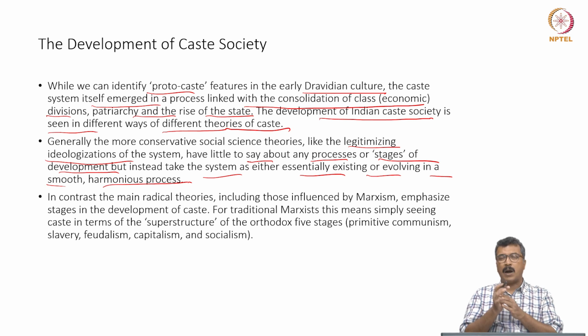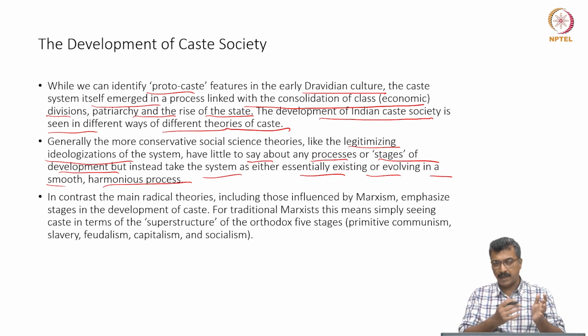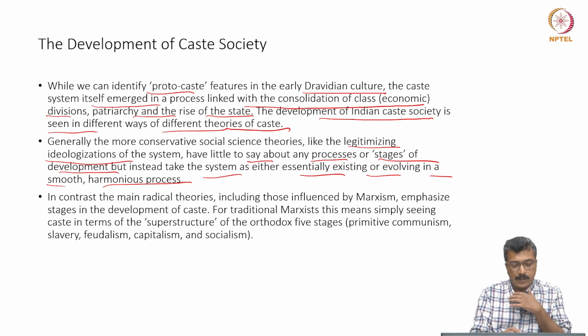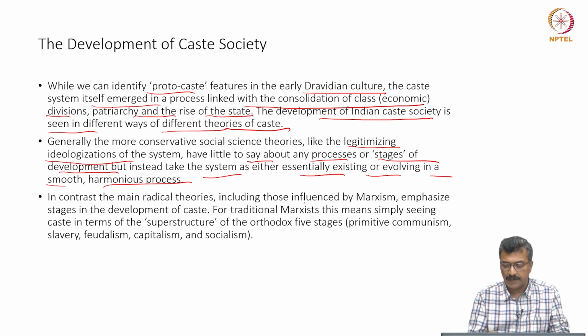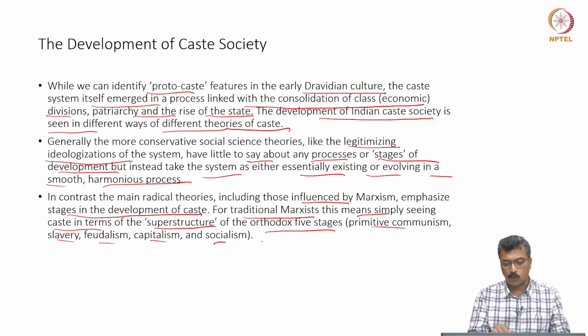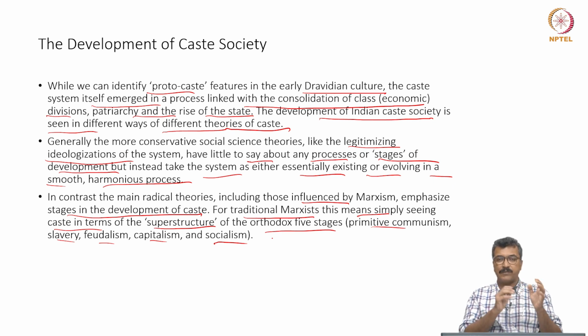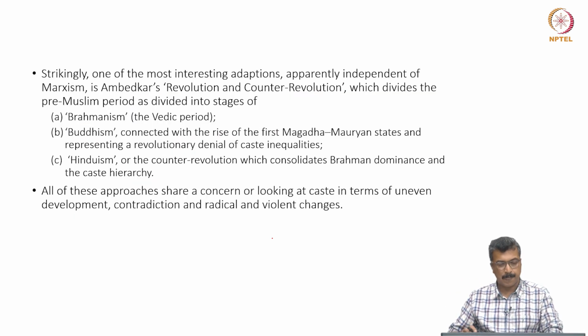So she's talking about how various theories that try to present the chronological development of the caste system often do not look into the kind of contradictions, conflicts, and violence involved in that, or even the kind of stages involved in it. In contrast, the main radical theories, including those influenced by Marxism, emphasize stages in the development of caste. For traditional Marxists, this means simply seeing caste in terms of the superstructure of the orthodox five stages, that is, primitive communism, slavery, feudalism, capitalism, and socialism. They try to see how the caste system fitted in each of these five stages.